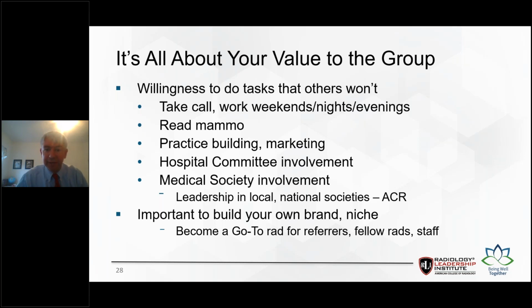Even parliamentary procedure, calling a meeting to order. I mean, I didn't learn any of that stuff in medical school, but now I feel like I have a pretty good handle, having spent some time in the medical societies.